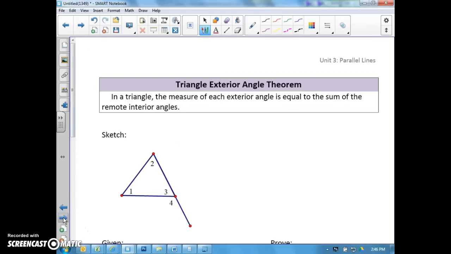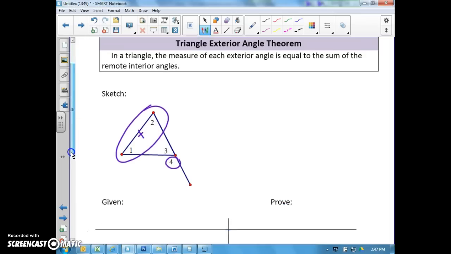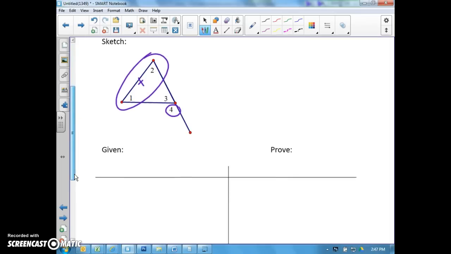Now, there's a really wonderful theorem out there that says that the measure of the exterior angle is equal to the sum of the remote interior angles. So this angle equals these two angles added together. It's a great theorem. It's really useful. My given, if I'm going to prove this, is just this figure above. And I'm going to prove that the measure of angle 1 plus the measure of angle 2 equals the measure of angle 4.